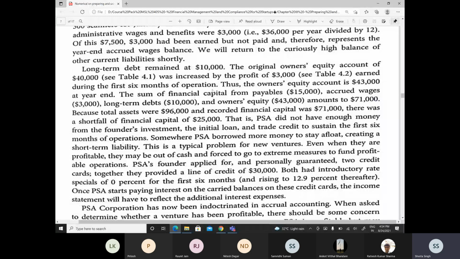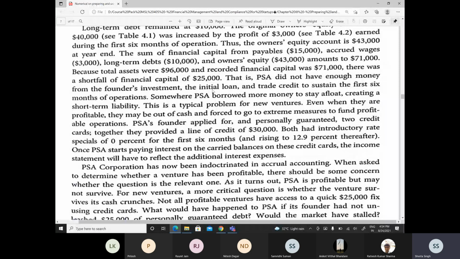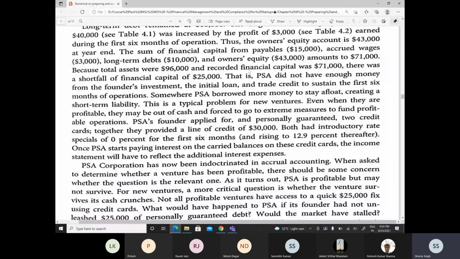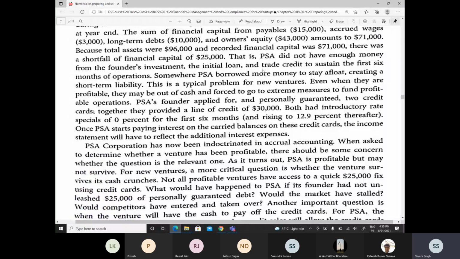Because total assets were 96,000 and recorded financial capital was just 71,000, there was a shortfall of financial capital of 25,000. So naturally, assets are 96,000, but the recorded capital is only 71,000. So where is the remainder 25,000 coming from? That is, PSA did not have enough money from the founder's investment, the initial loan, and trade credit to sustain the first 6 months of operations.